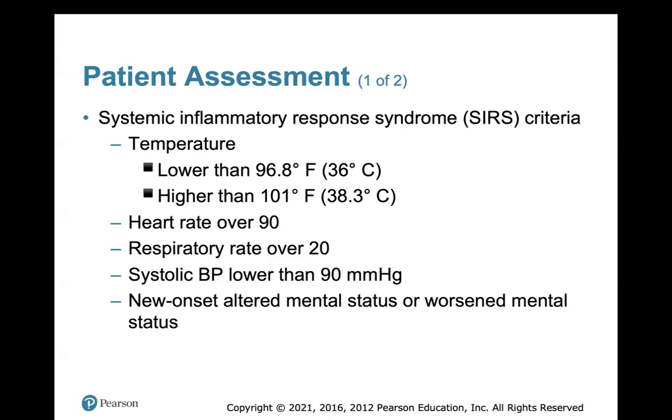When assessing a patient you suspect of having an infection or sepsis, you want to look for systemic inflammatory response syndrome criteria. Body temperature is either lower than 96.8 Fahrenheit or higher than 101 Fahrenheit. That shows the body is either compensating or has potentially lost its ability to compensate.